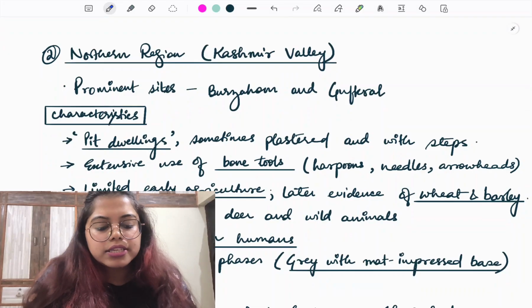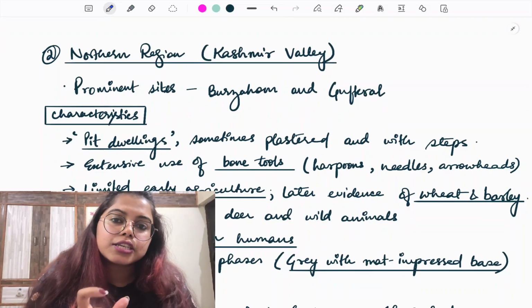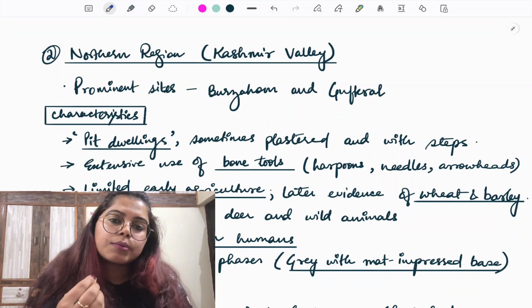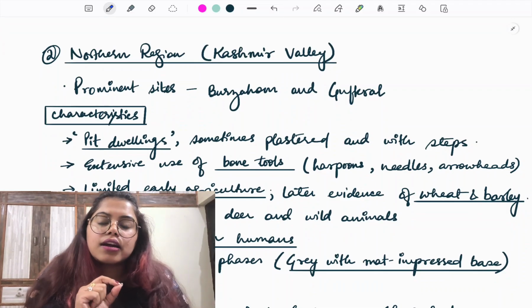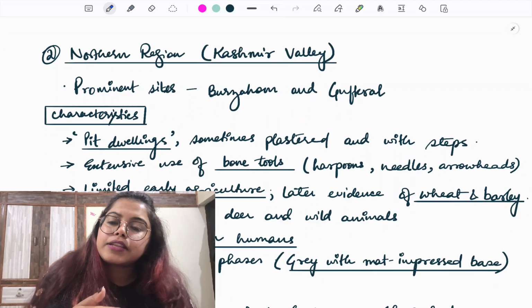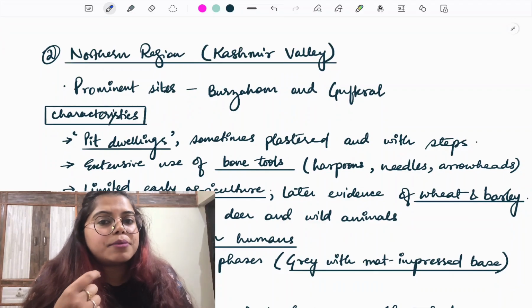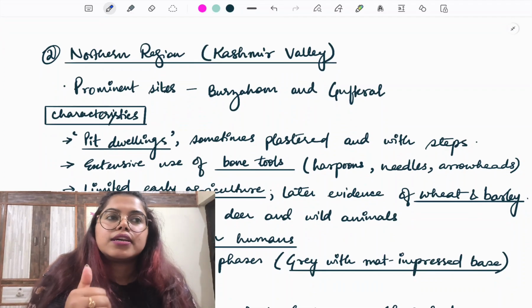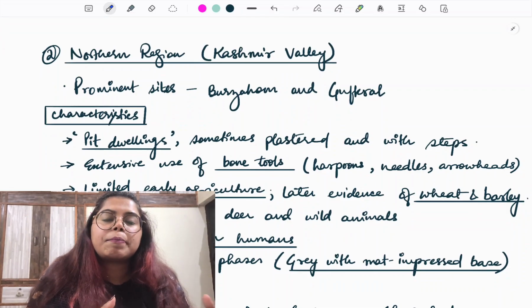Next we come to the Neolithic of the northern region. Here northern region we are talking about Kashmir. Now in Kashmir, what is the kind of ecology? The ecology is more about sub-zero temperatures, very cold temperature. So यहाँ पर क्या है, यहाँ का जो Neolithic site है, that will have different characteristics. For example, in Mehergarh we had mud brick houses. But in the Kashmir Valley area, especially in sites like Burzahom and Gufkral, what we are going to see is there are going to be pit dwellings.